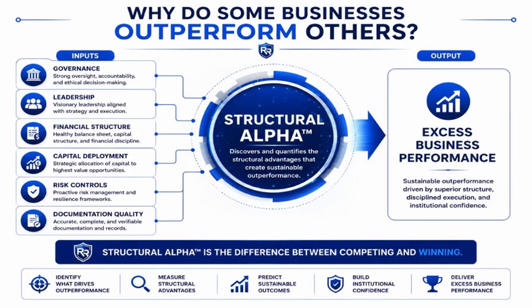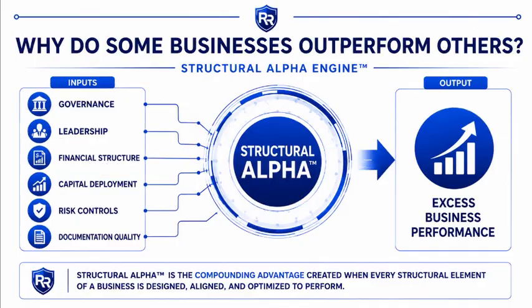Structural alpha is the difference created when a business is organized, governed, documented, and positioned better than its competitors. This is where excess business performance begins. The next slide sharpens that point and shows how Structural Alpha becomes an engine inside Riskready OS.